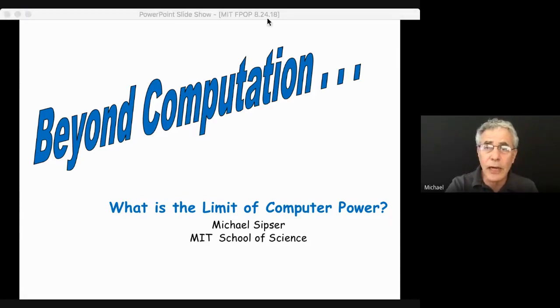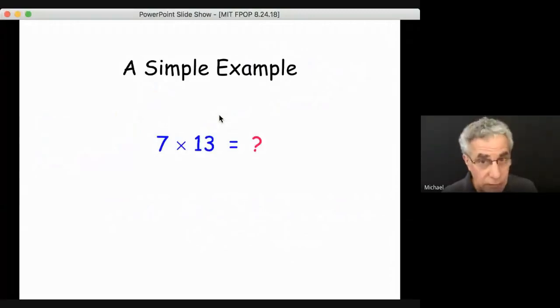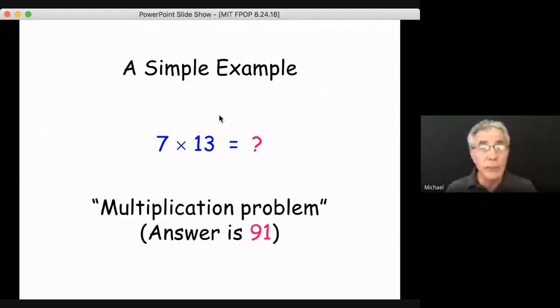Okay, so let me start off, starting slow. I'll give you a simple example of a kind of problem that you might want to solve on a computer. Well, this is a very easy one. Just 7 times 13. Obviously, you could do that in your head, I hope. But it's a problem, just as an example, of what we call multiplication. So this is the multiplication problem.